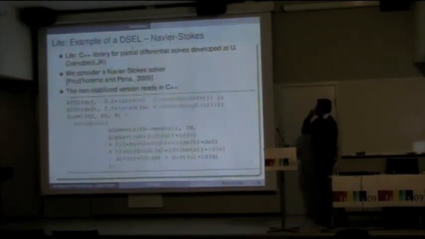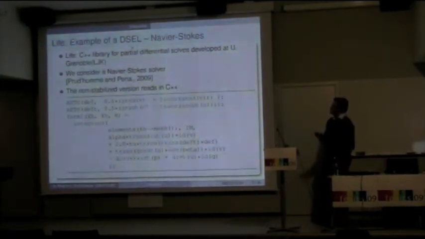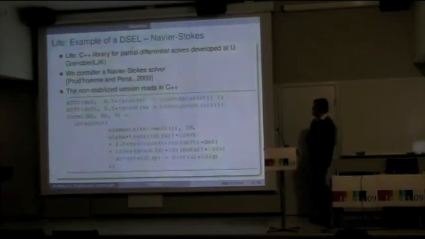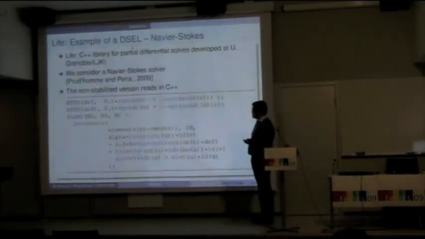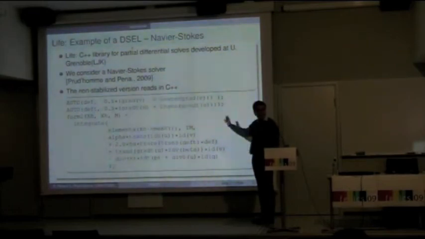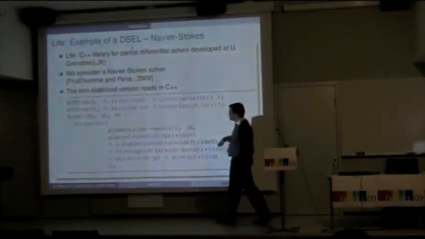So Life is a C++ library. Here is an example of what we can do with Life. Just to give a very brief overview, this is a very small snippet of code, but that would be, say, the core part of a Navier-Stokes solver. So this is C++ code.